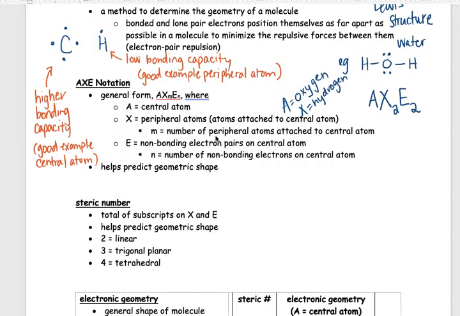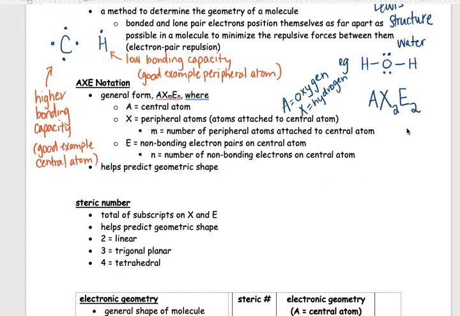Once we get the AX notation, we're going to look at the steric number, okay? And then from there, you should be able to predict the geometric shape of the compound, okay? All right, so with water, this is what we found. So now we go to steric number. For the steric number, all you're doing is adding the subscripts, the numbers that were on X and E, okay?